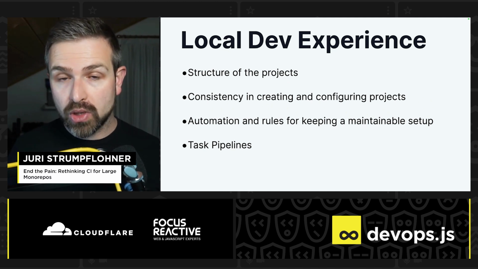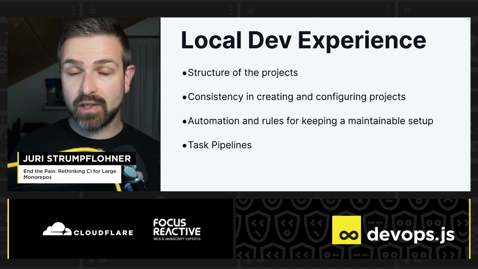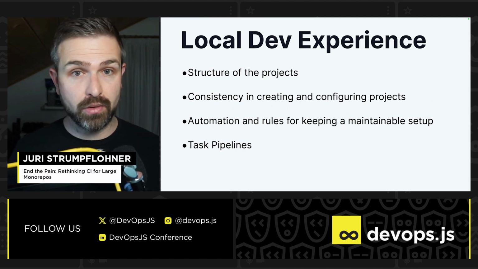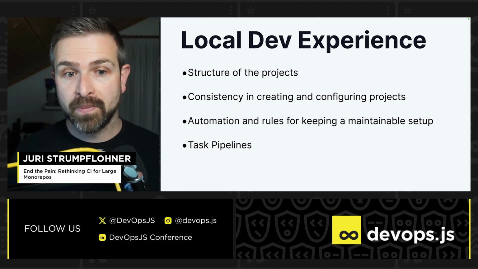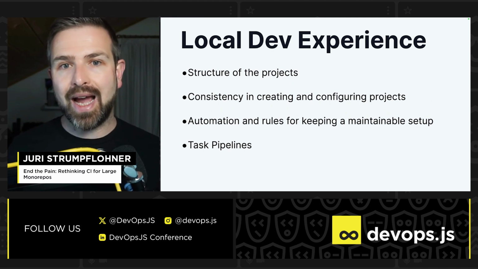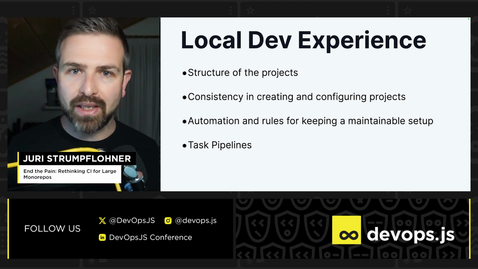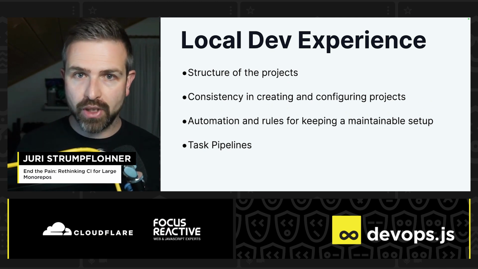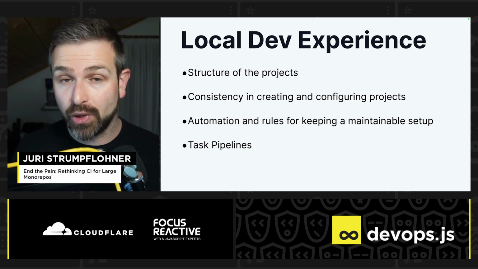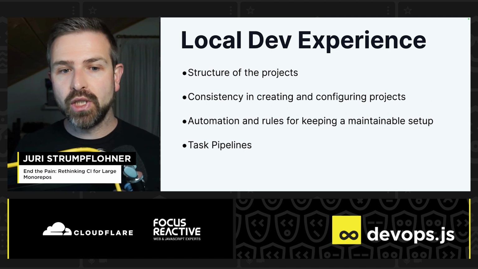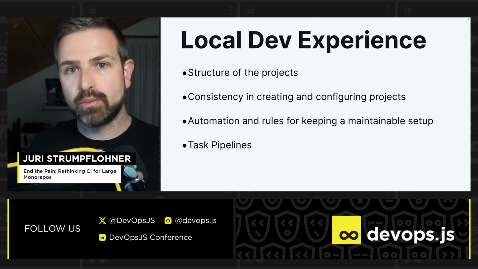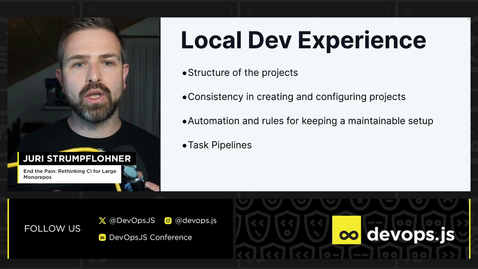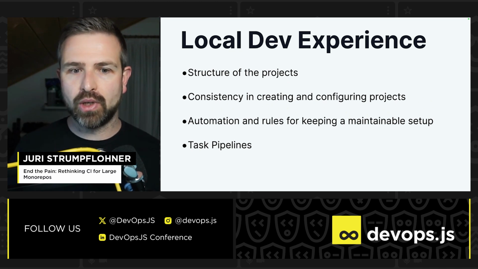Automation and rules around those projects is also a very important part, especially looking at maintenance and the longevity of such a monorepo. And also features like task pipelines, being able to run things in parallel, because clearly in a monorepo, we don't run just one project anymore, but potentially a series of projects where there are also dependencies. And so we need to be able to build dependent projects first before we actually run our project.